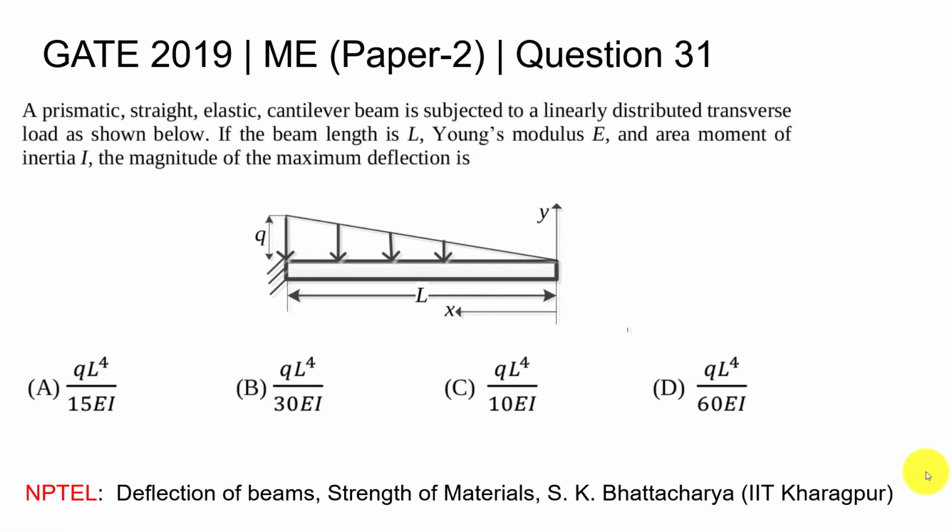Hi all. Today we are going to see question number 31 from Mechanical Paper 2 Gate 2019. You are given a prismatic straight elastic cantilever beam like this with some uniformly varying load distribution. You are asked what is the magnitude of the maximum deflection. If you remember the formula, you can directly just tick the answer.